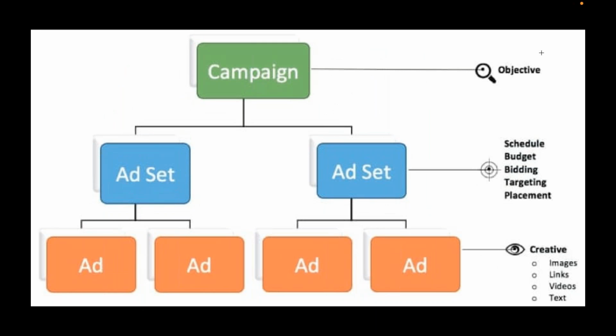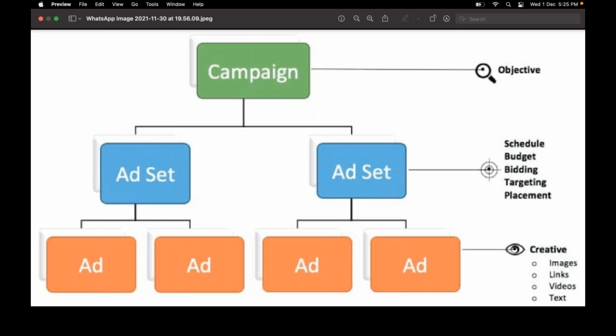first we did the campaign. We found out what the objective was. We gave the necessary details for it. Second one was the ad set, where we did the scheduling, budget, bidding, targeting, and placement. Okay, the last one would be the ad, which involves the creative side of it, where it will have the links, the videos, the content, text, images.